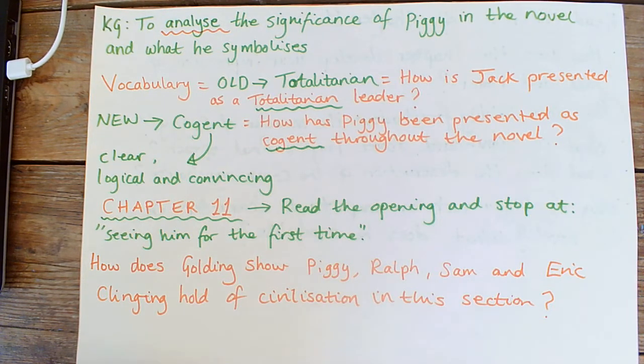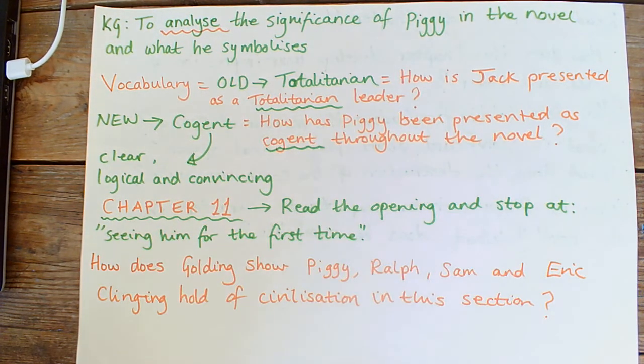Our new word is cogent. Now, if someone is cogent, they're clear, logical, and convincing. So how has Piggy been presented as cogent throughout the novel? So think about how Piggy has been presented as clear, logical and convincing throughout the novel. Okay, so again you can pause the video and answer that question.